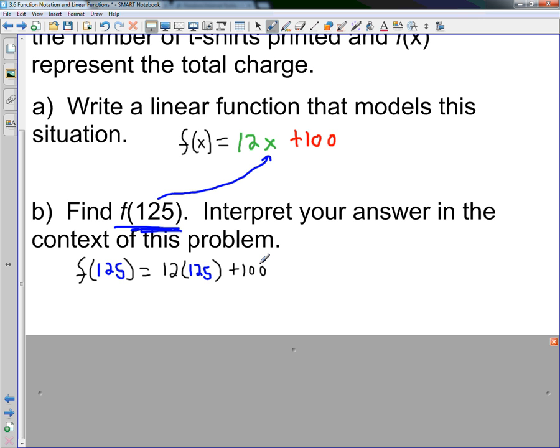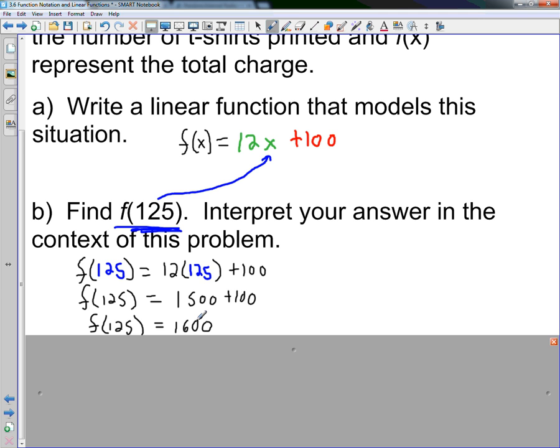Let's go ahead and calculate this out. So we have 12 times 125 equals 1500. So f of 125 equals 1500 plus 100. Now f of 125 equals 1600. So we've taken the value and we've plugged it in. And now we're asked to interpret our answer.